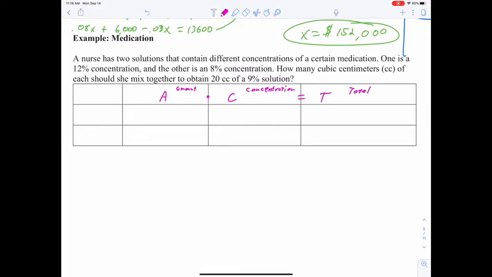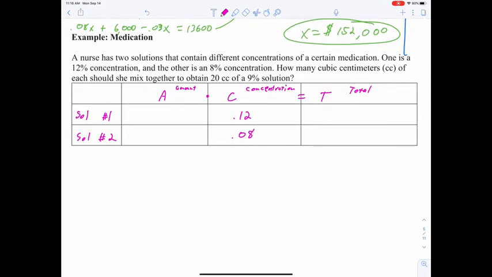Okay, so let's read the question here. We have solution number 1 and solution number 2, right? So 1 is a 12% concentration, so be careful. 12% as a decimal is 0.12, right? The other one's 8%, so 0.08. That's important, 0.08. For solutions 1 and 2, do we know how much? We don't know how much of each individual. What we do know is at the end, the total, when we add these up, we want 20 cc's, right?